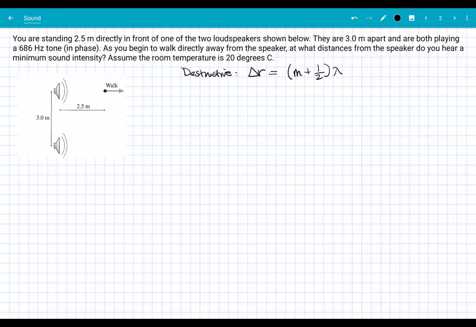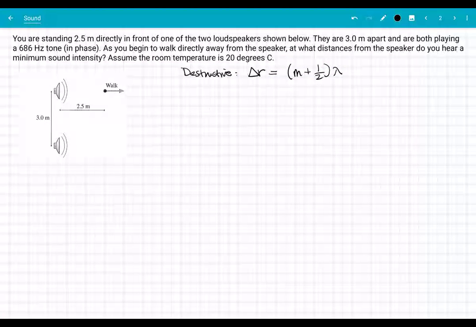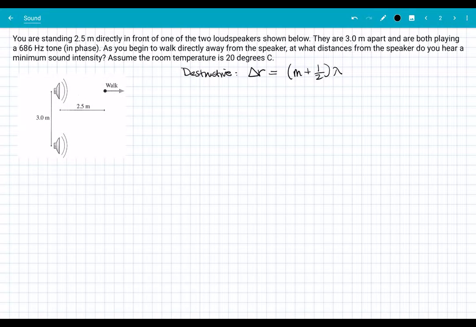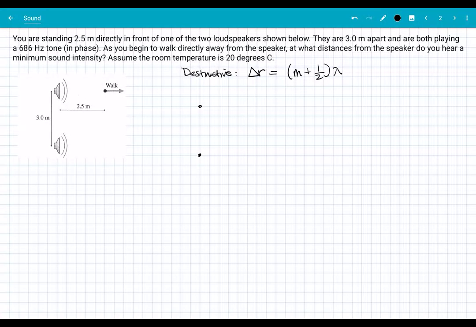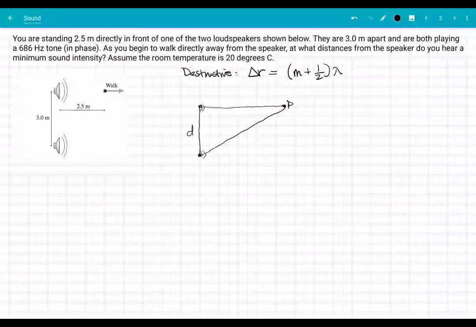All right, now I'm going to draw a more geometric kind of diagram of what's going on here. So you've got the two speakers here, and they're in phase, so we don't have to worry about any kind of situation there. We know the distance they are apart. And then I'm going to say the position of the person is over here. It's in front of this other speaker. So these two speakers are distance d apart. Let's solve this symbolically. Here are the speakers doing their thing. And then here is where the observer is, here at point P.